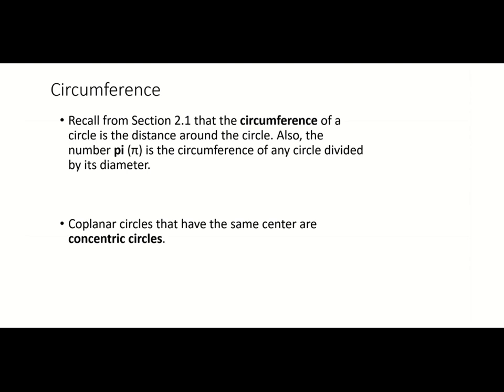Coplanar circles are circles that are in the same plane, and coplanar circles that have the same center are called concentric circles. I kind of think of them as like a bullseye. So here's one circle with the center, and then if that uses the same center, here's my other circle. So those would be concentric circles.